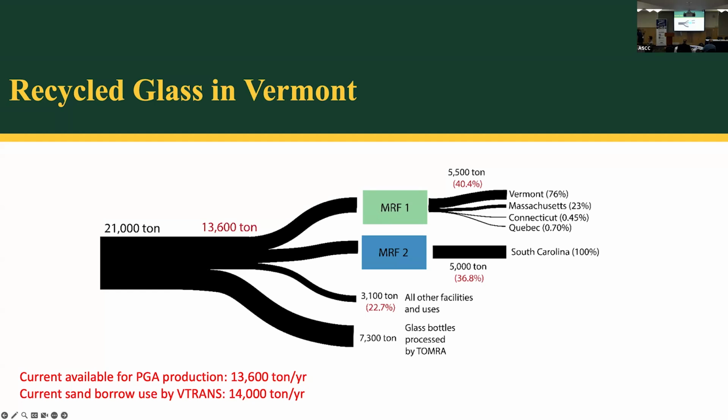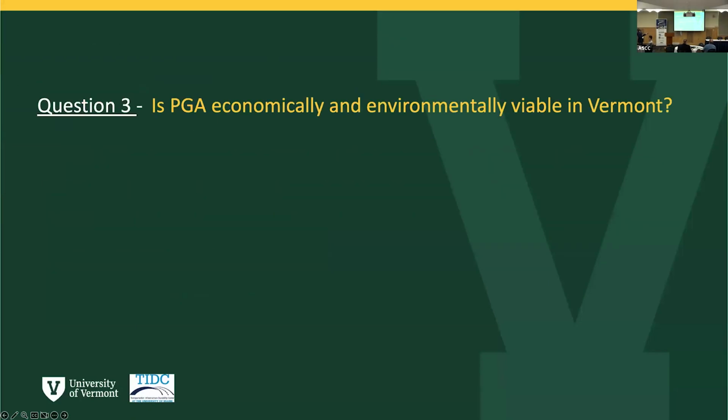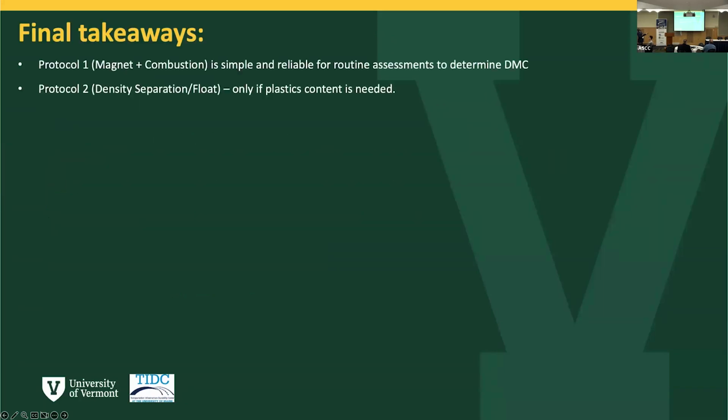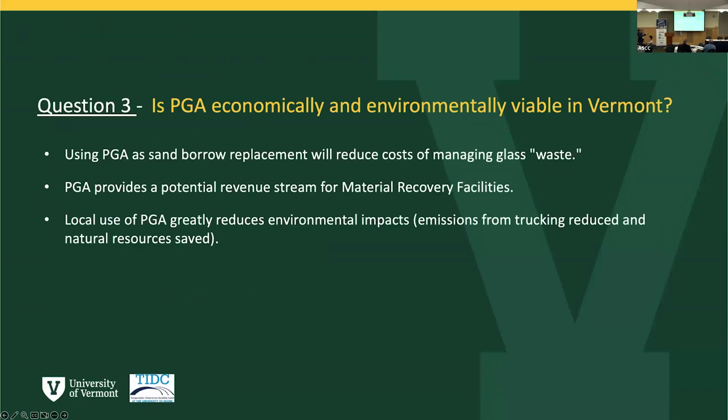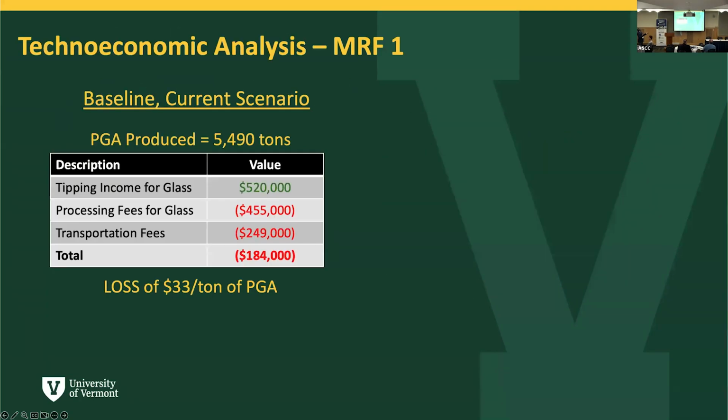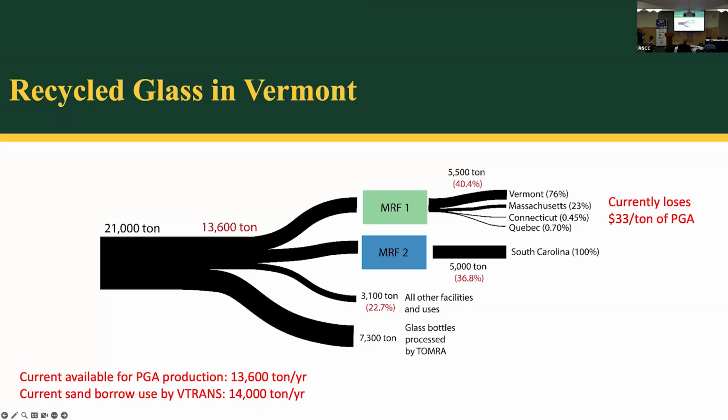But combined, MRF1 and MRF2 handle almost 14,000 tons, and that's how much sand borrow is used by the state DOT alone for their projects. So Vermont actually produces less glass than the overall need in the state for sand borrow. But right now, most of it is either stockpiled or shipped out of state. The second recycling facility sends all their glass outside to South Carolina, which is a lot of transportation cost.